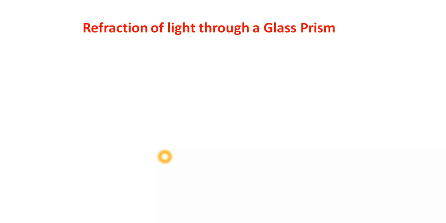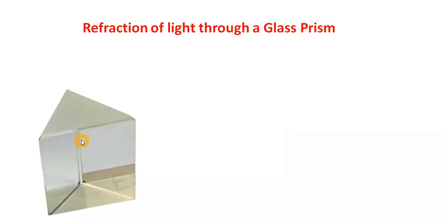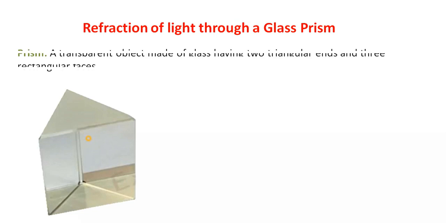Now here we will discuss the refraction of light through another glass object whose opposite faces are not parallel to one another, and that is a glass prism. This is one such object. And this triangular glass prism is a transparent object made of glass having two triangular ends and three rectangular sides.